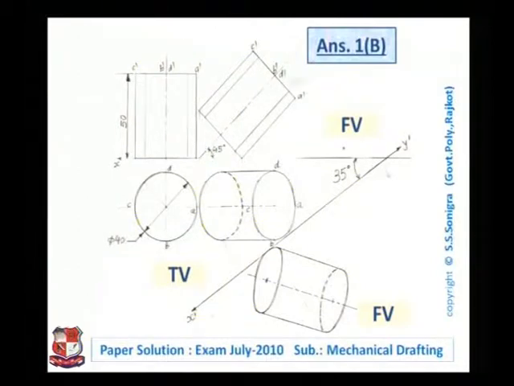Answer number 1B, its front view with the inserted dimensions: 50 mm, diameter 40, angle of inclination 45, name of points. This is front view, these two are top view, and this is again the front view of the given object. Asked for 7 marks, so at least if you draw these two views, you may get 2 marks, which is very simple.